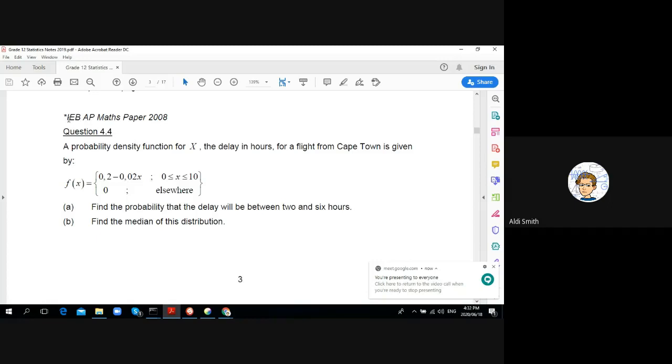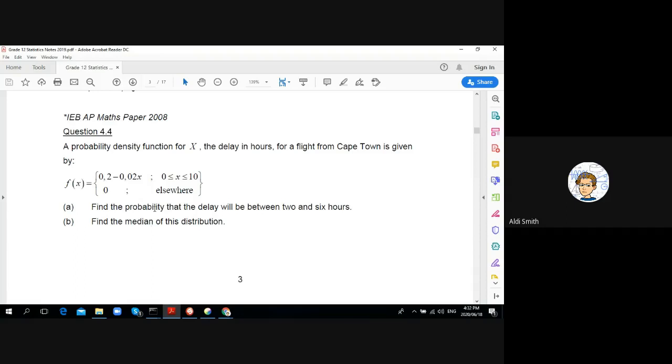You'll see here in the IB AP Maths paper 2008, question 4.4, they said a probability density function for x, the delay in hours for a flight from Cape Town, is given by this formula. And you might actually recognize this formula because this is the example we just did. They didn't put a context to it in the textbook, but over here, this is exactly the same thing. It's the same straight line, it's the same values over there, everything there.